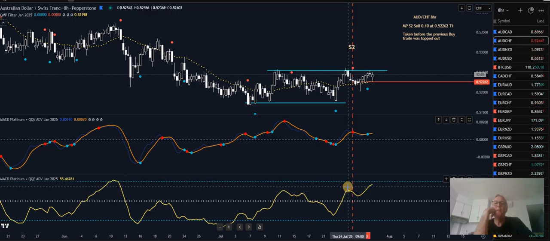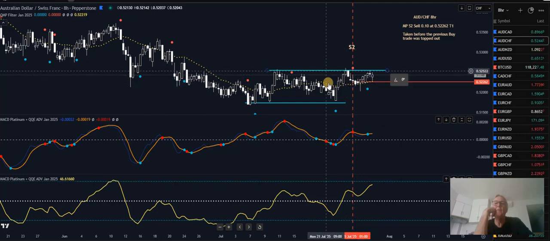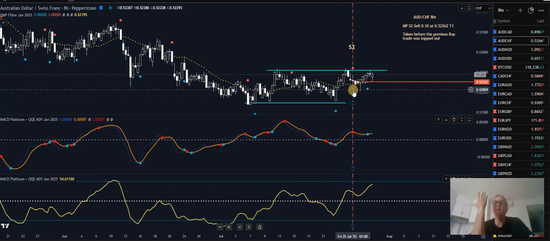As you can see, the QQE is stuck in no man's land, stuck between the 60 and the 40 level. So there's none of those trades available. But in the meantime, I've got a couple of high probability setups. That was one, and this is one. So I'm going to take them anyway. I'm still going to take those trades.